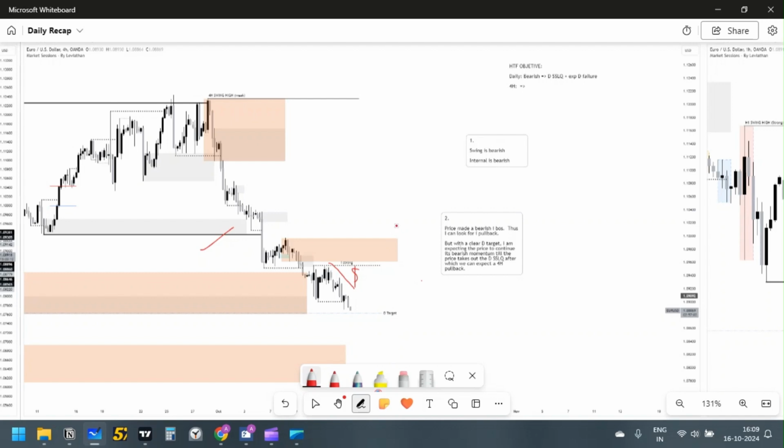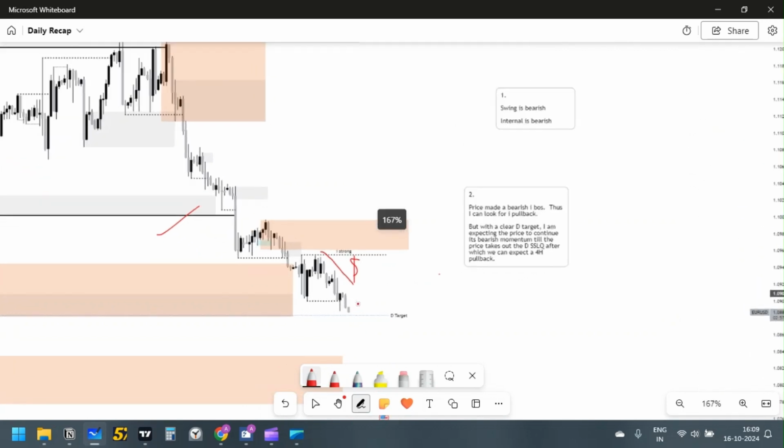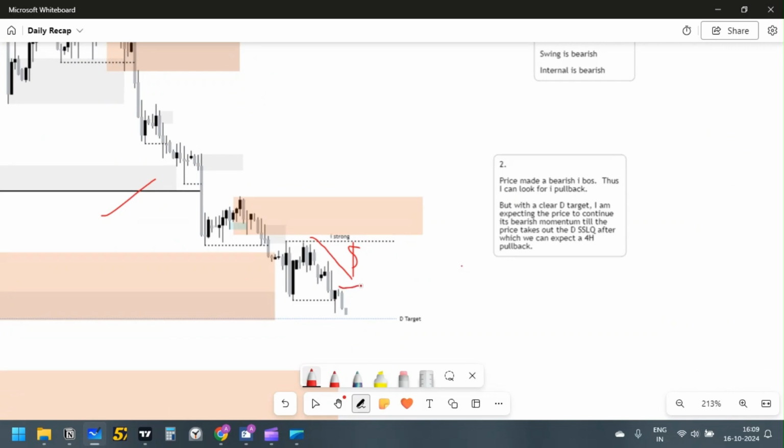That can happen, but for now, what I can expect is price can just take some buy side liquidity here, and then it can push down, take out the sell side liquidity, and then it can push up to make the internal pullback or mitigate into the daily supply.